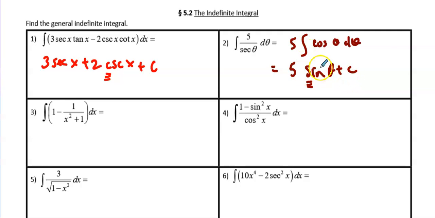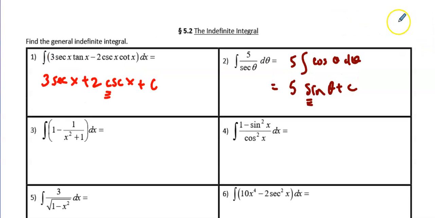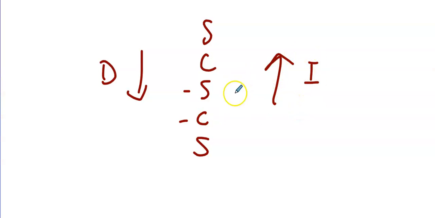All right, so just be careful with that. I've written this up several times before, and I think this is actually really helpful. So let me get to another page for a second. If you write down S, C, S, C, and then the third and the fourth one are negatives. When you're going down, you're taking a derivative, right? D for down, D for derivative. When you're increasing, I for increasing, I for integration, you do this.